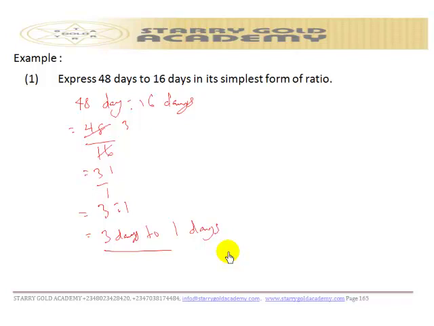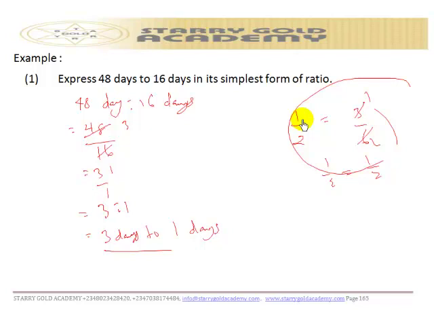If I say I ate for 2 hours, that means I can also say that I ate for 120 minutes. These have a lot in common, just like equivalent fractions. For example, 1 over 2 is the same thing as 3 over 6, because all of them are talking of half. What we just did was express 48 days to 16 days in the simplest form of ratio. They have the same quantity, same value. 48 days to 16 days can also be called 3 days to 1 day.